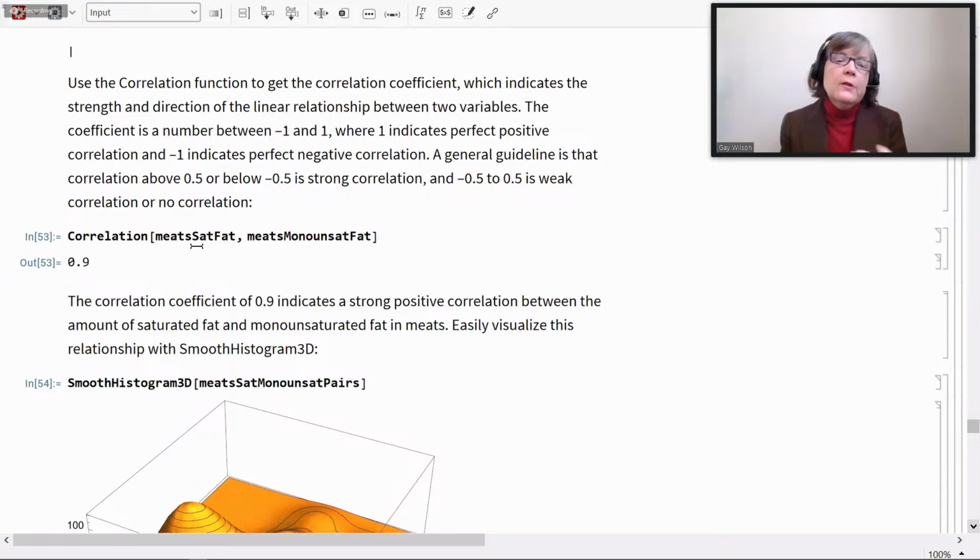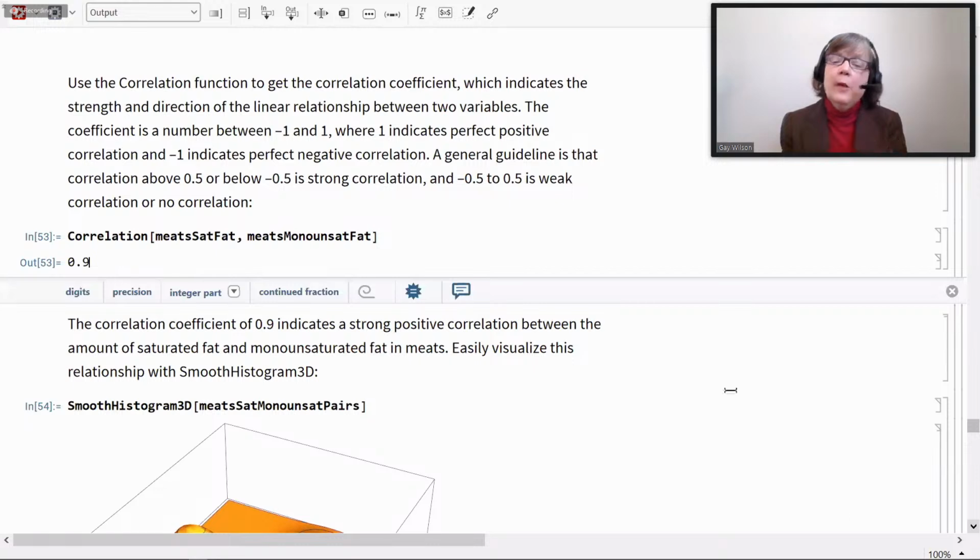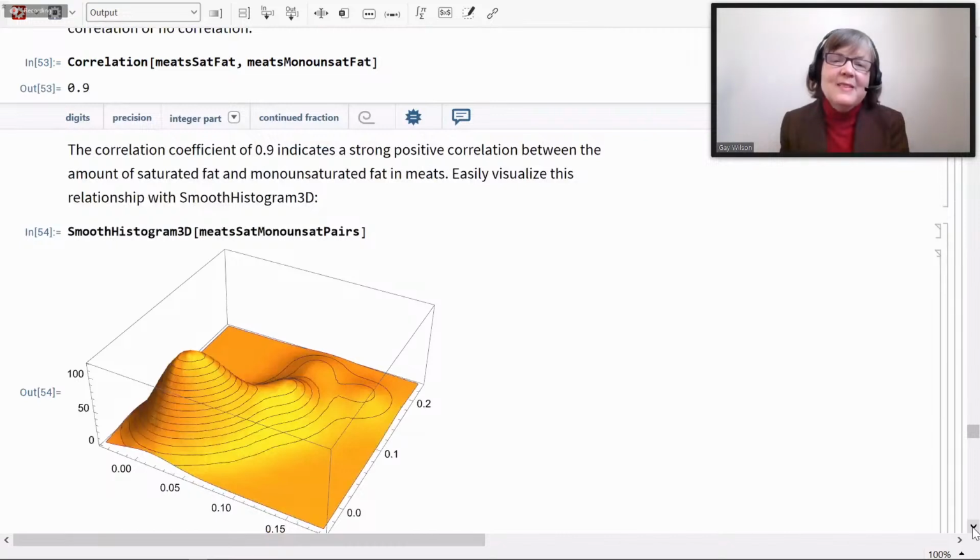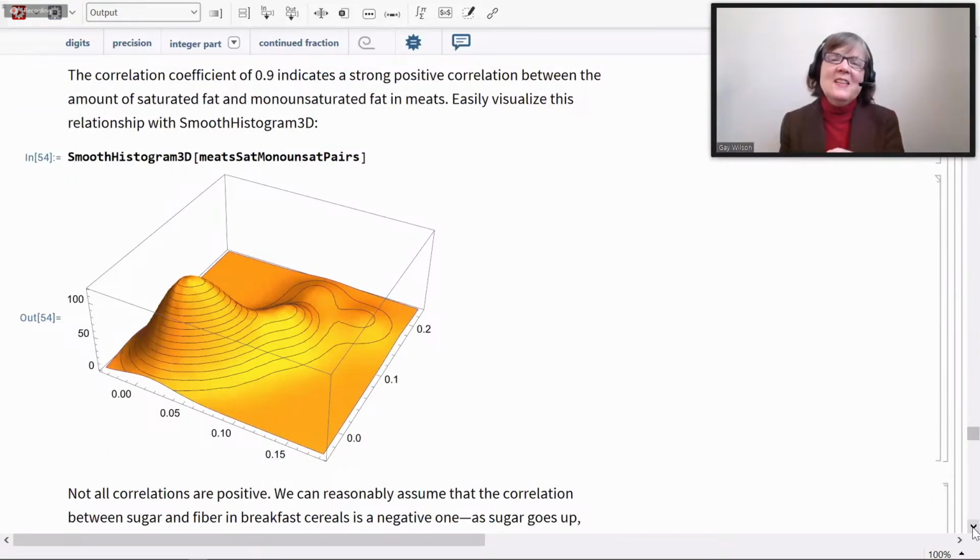What is our correlation between the saturated fat and the monounsaturated fats in meats? That's 0.9. I call that a pretty strong positive correlation, right? Which is not surprising. We probably could have guessed that, right? But let's look at it.